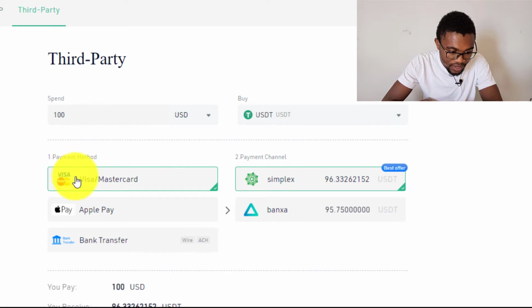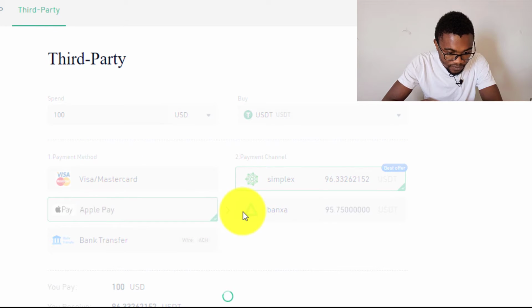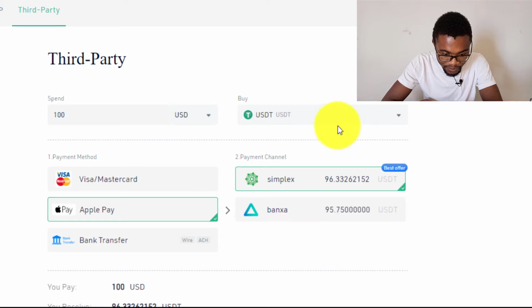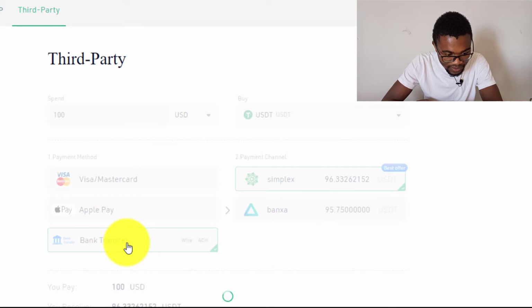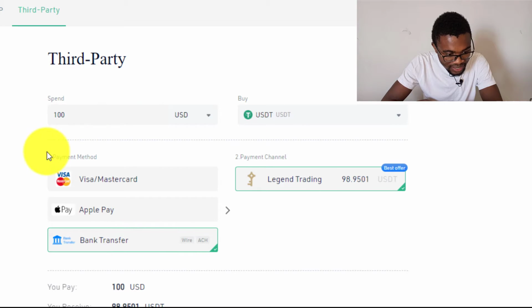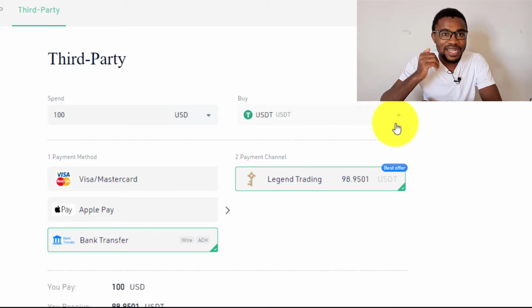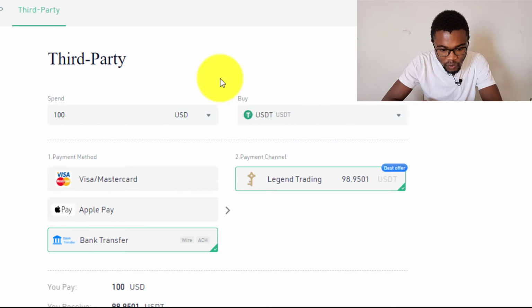So instead of paying with maybe Visa or MasterCard, you can also pay with Apple Pay. Then you'll be able to see how much money you'll receive in your Kucoin account, and you can also pay with a bank transfer, which is going to be even much cheaper. You can see if you pay with a bank transfer, you are going to be receiving around 99 USDT, meaning the charge will only be $1. So if you transfer money using a bank account, it would only cost you $1.